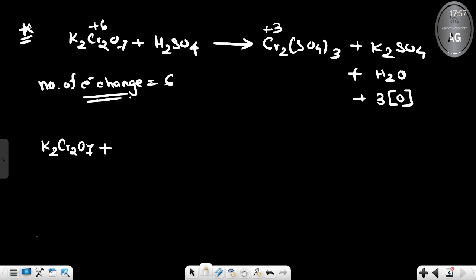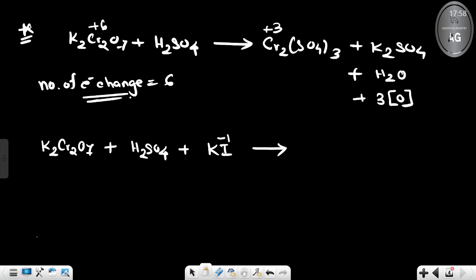K2Cr2O7 plus H2SO4 plus KI. What is this? Potassium iodide. So in potassium iodide, iodine is -1. Iodine can go to which state? The minimum next value is 0. So iodine will try to go to 0 first, because iodine does not usually go to plus. So iodine will first tend to go to 0.